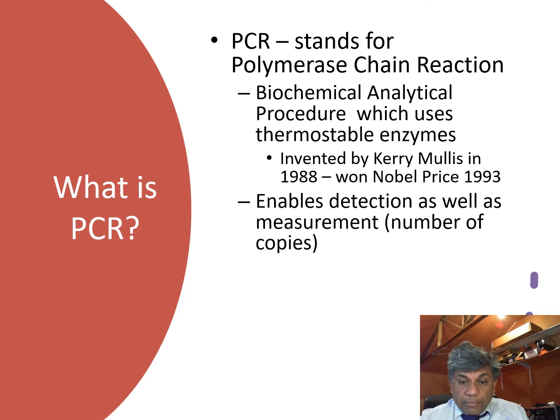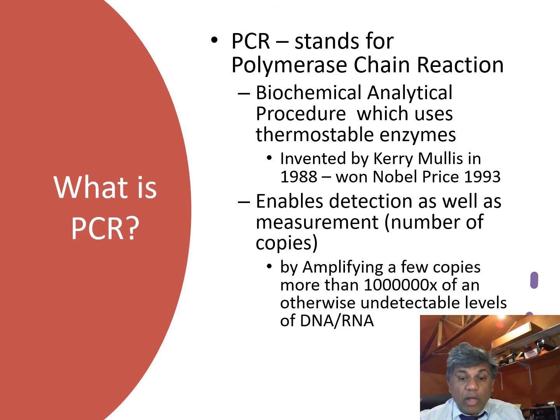The process enables detection as well as measurement of the copy number, so it can detect either single point mutations, deletions, insertions, as well as the presence or absence of a gene. It can also measure the copy number, as it's a quantitative process as well as being a qualitative one. Well, how does it do it? Well, it does it by amplifying a few copies more than 1,000,000 times, and it enables us to see a DNA or an RNA molecule which is otherwise undetectable.